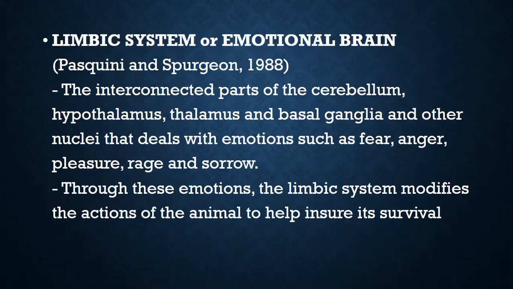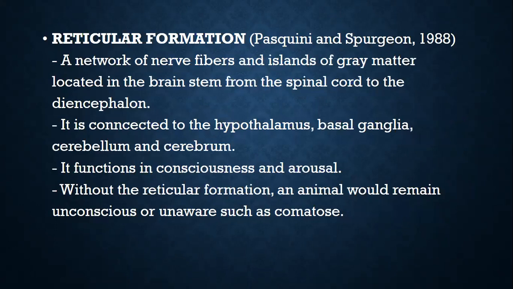Limbic system, or emotional brain, this is from Pasquini and Spurgeon. This is the interconnected parts of the cerebrum, hypothalamus, thalamus, basal ganglia, and other nuclei that deal with emotions such as anger, fear, pleasure, rage, and sorrow. Through these emotions, the limbic system modifies the actions of the animal to help ensure its survival.